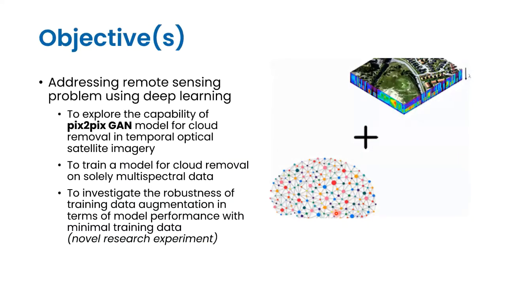So the objectives of the study are to explore the capability of a Pix2pix GAN, which is a specific GAN model, for this cloud removal purpose in temporal optical satellite imagery. Pix2pix GAN has been used many times previously for cloud removal, but it has always been used in conjunction with other data such as SAR. In this study, we uniquely try to train this model solely on multispectral data, and we also try to investigate the robustness of the model when it is trained on a minimal small training dataset.